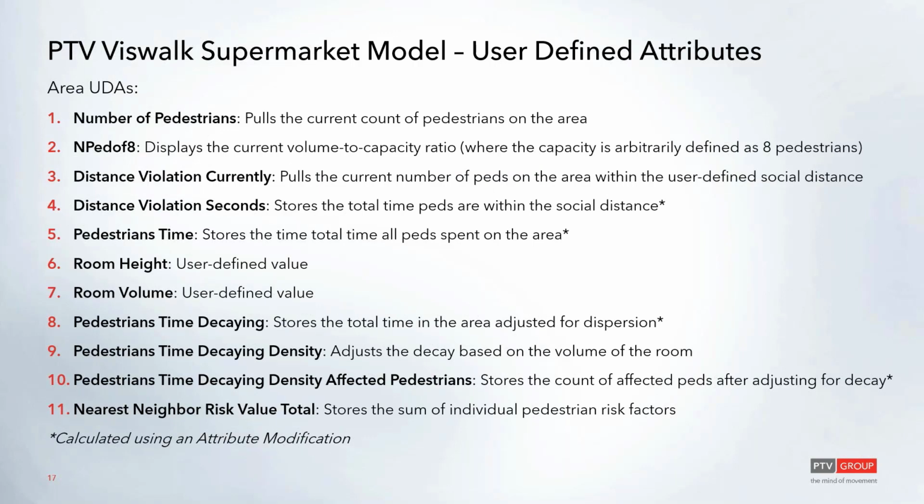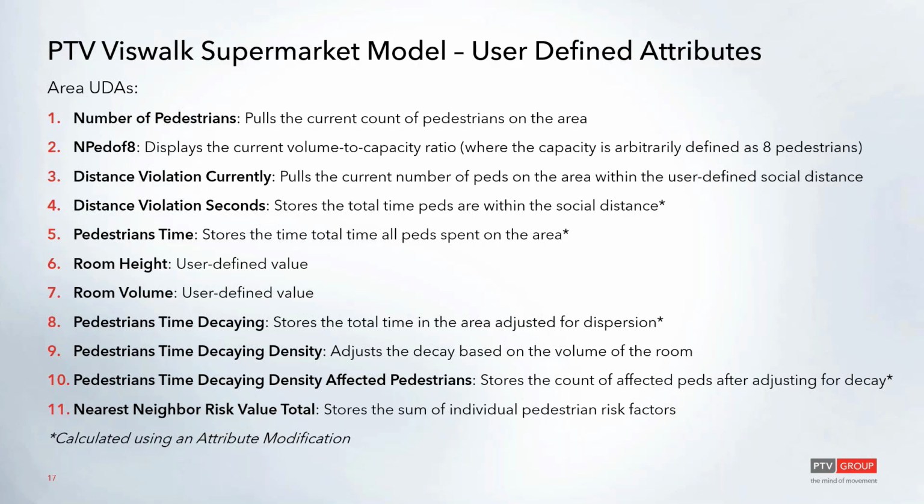Some area UDAs that we created to help with this model. So these are user-defined attributes on the specific areas or the floors. So we have an area outside where people are waiting in line, and then we have the actual supermarket floor as well as an area. We created a few UDAs. I'm not going to go through all these in great detail, but things like a user-defined attribute that counts the number of pedestrians, as well as the room volume and things like that.